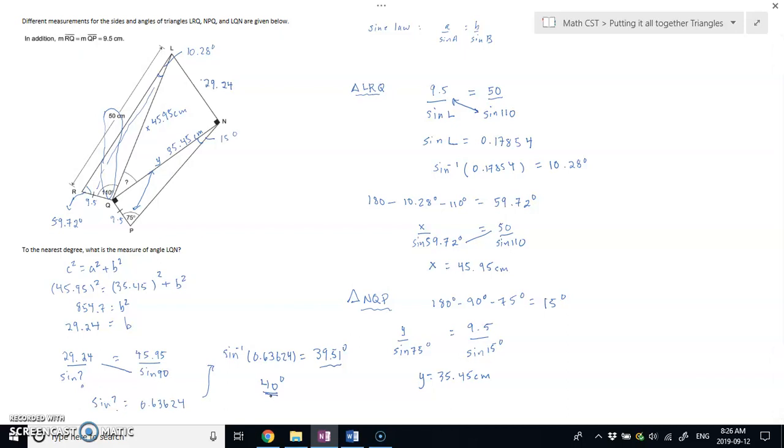All right, folks, that's how you solve a putting it all together triangle-style question using largely sine law, a little bit of Pythagorean theorem, and if you did learn SOHCAHTOA, you could have used SOHCAHTOA to solve the final triangle because it's a right-angled triangle. And I invite you to do that if your teacher is someone who is using that in CST mathematics.